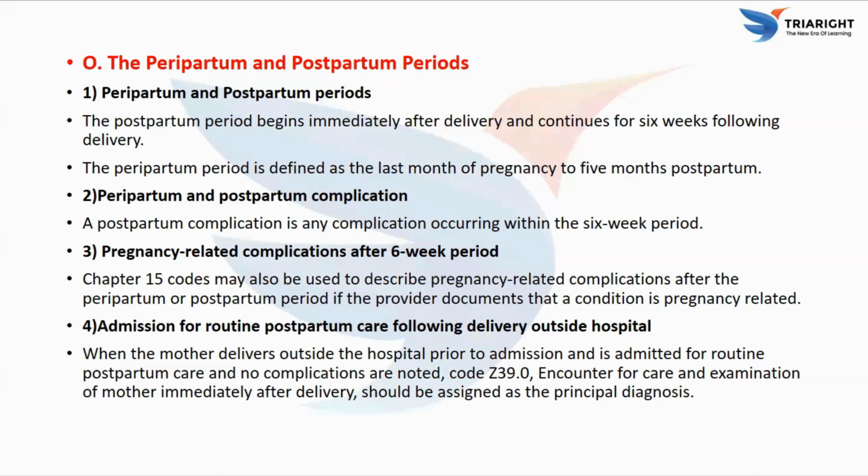Now, what are the complications of these periods? So a postpartum complication is any medical condition that develops during the first 6 weeks after the delivery. For example, a postpartum hemorrhage, postpartum infection, mastitis, postpartum depression or perineal wound infection. So if the complication occurs within the 6-week window, you have to use chapter 15 O codes. So next is pregnancy related complications after the 6-week period. So even after 6 weeks, a condition can still be due to the pregnancy.